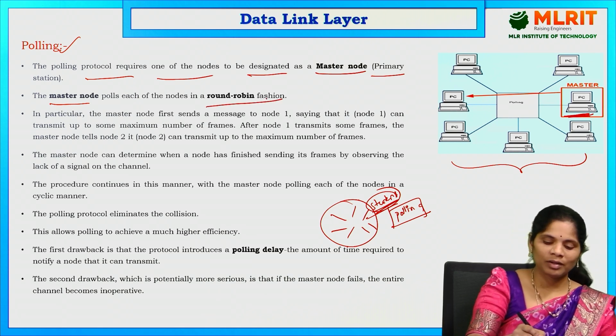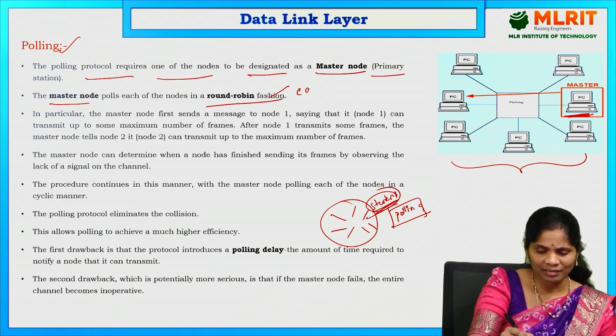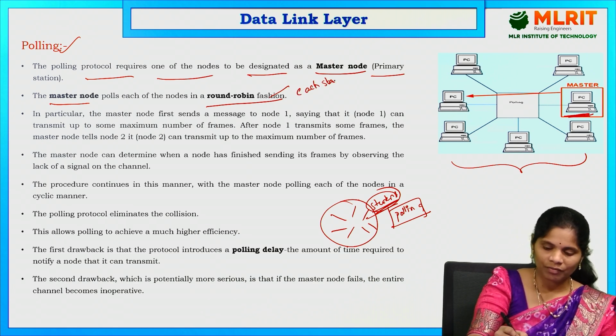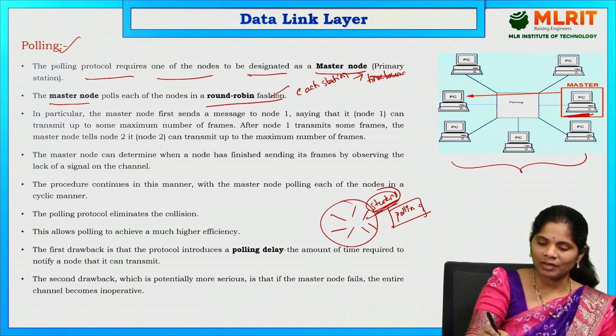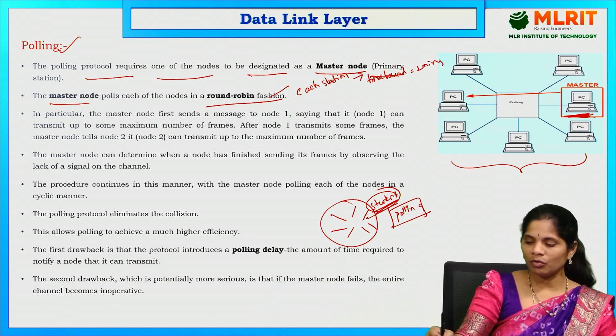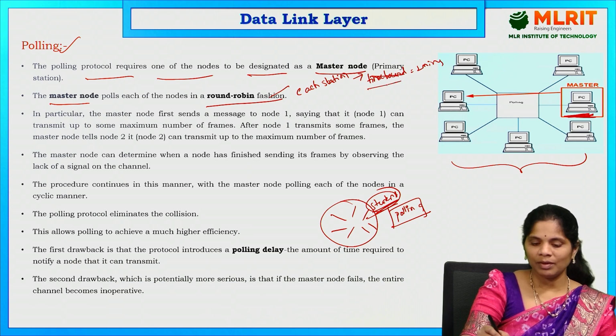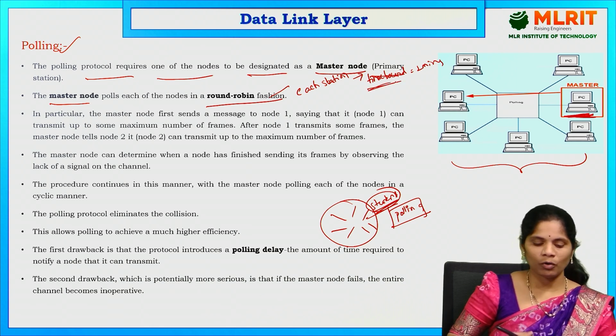How is round robin going to work? For each and every station, we have to allocate some time bound. Means for every station we give, say, 2 minutes for sending the data. That is the condition of the round robin fashion. So the master node gives time to each and every station for sending the data, based on the time slot. That is the round robin fashion.